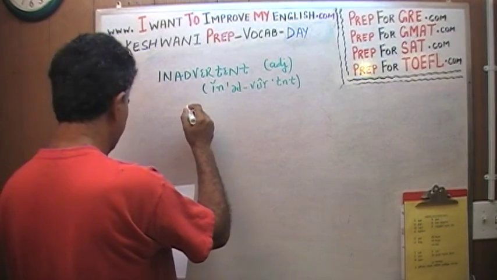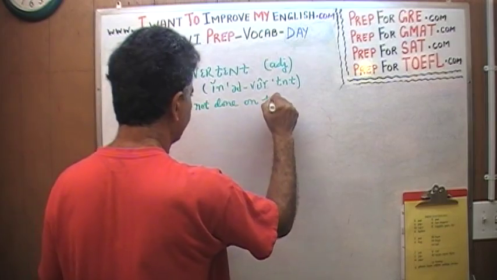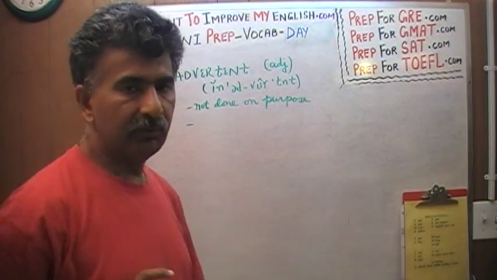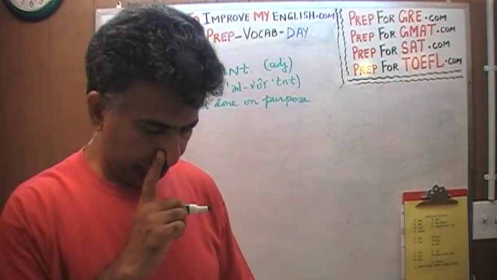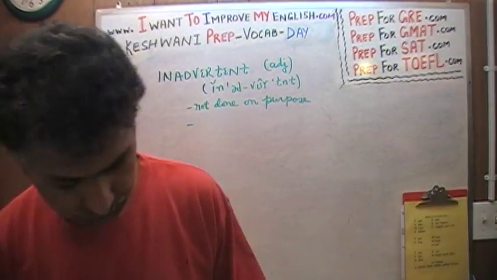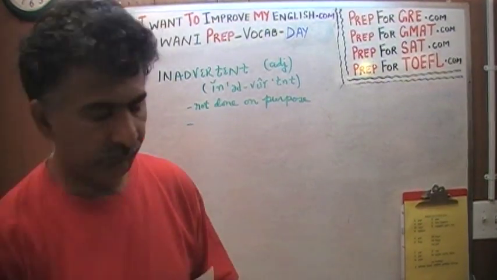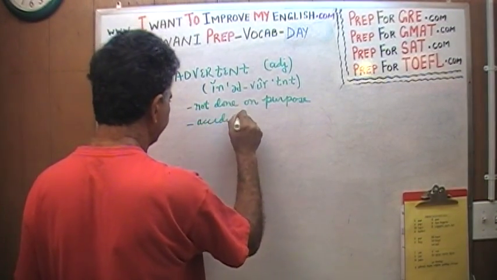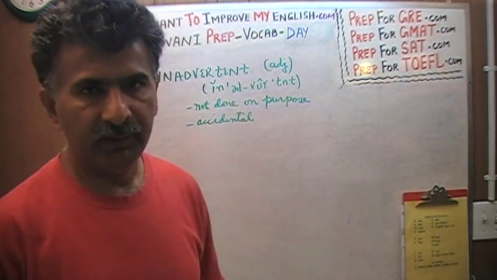Inadvertently means not done on purpose. If you do something which you did not mean to do, you would say, well, I did it inadvertently. Do you understand? It means to have something done accidentally. But don't use the word accidentally. Accidentally has a different nuance.